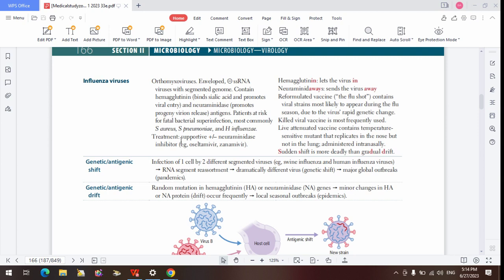Because the nasal temperature can favor its replication. Once it gets into the lungs or gets into the body, it dies. It becomes inactive. So the antigenic response is more when you give it intranasally and it stays in the nose. So that's that about influenza. I hope we understand the concept of this reformulation.